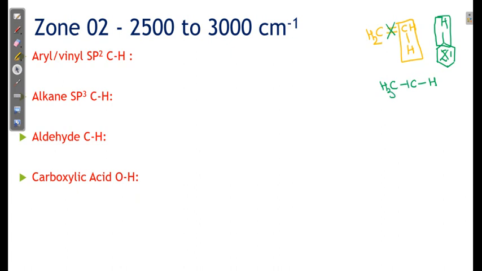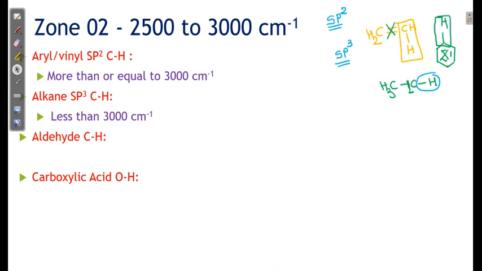This is like this one. And I am more interested here in this one. So I can say sp2 carbon makes a strong bond, and sp3 carbon, compared to sp2, makes a little bit of a weak bond. So I can say the sp2 carbon value is equal to or more than 3000 centimeter inverse. So it can be more than 3000.